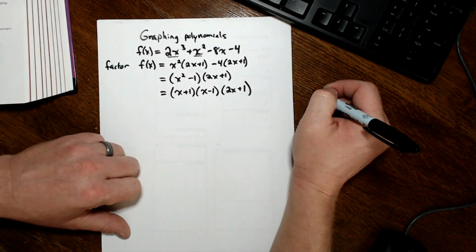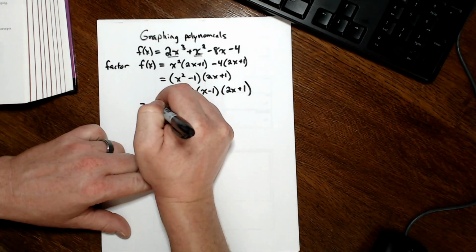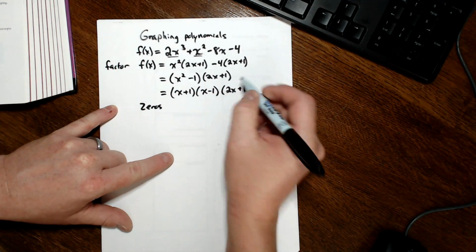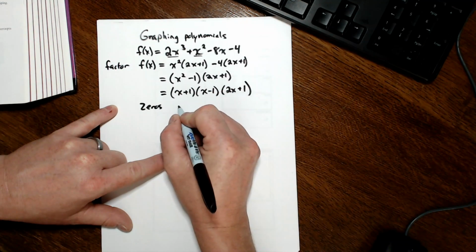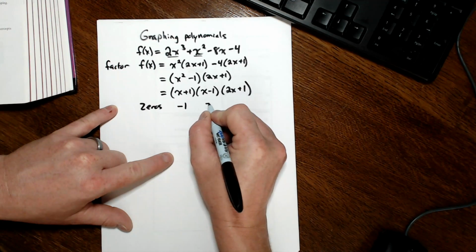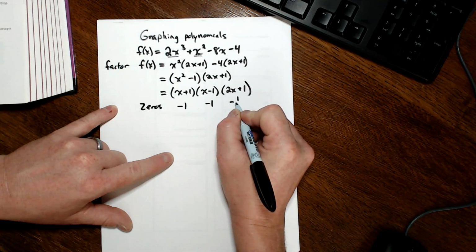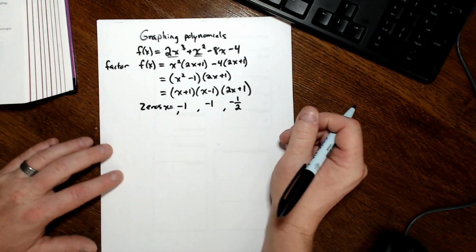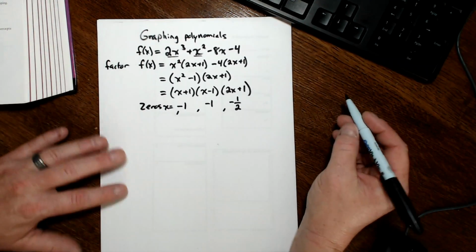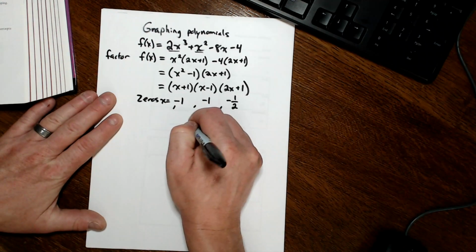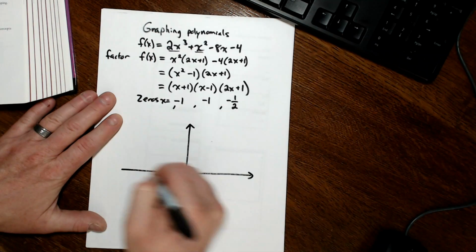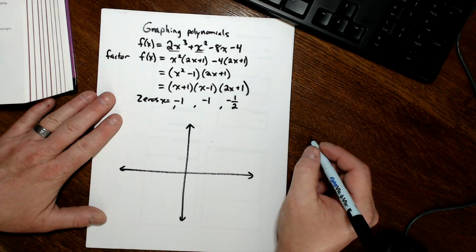So now I want to find the zeros. And I'm going to have zeros at, when I solve each one of these for 0, minus 1 for this one, plus 1 for this one, and minus a half for this one. So those are going to be my zeros. So now I can begin to take a look at what the picture of this polynomial is going to look like.